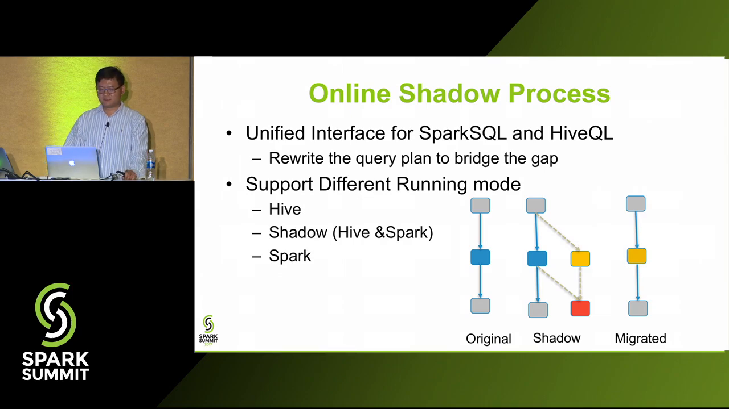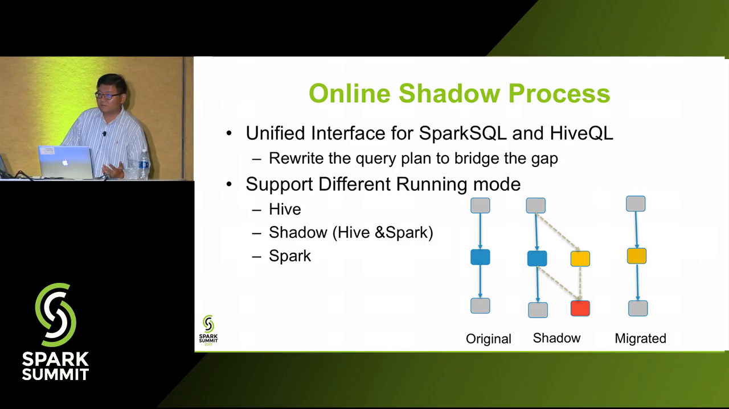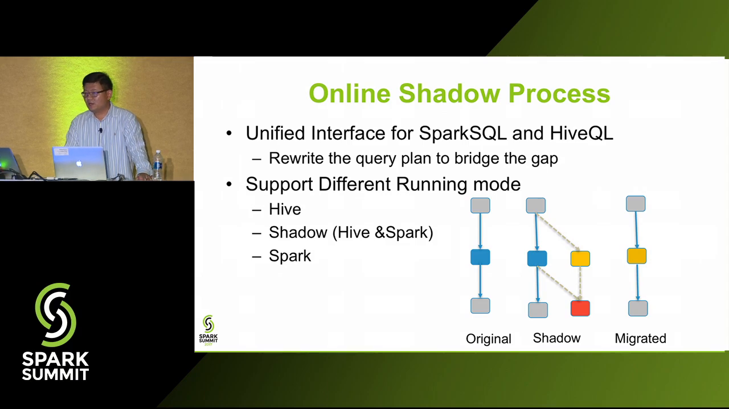This operator has 3 running modes. The first one is the Hive mode, and it is the production pipeline, same as the current one. The blue box is the Hive task. Then the gray box is the upstream and the downstream dependency.